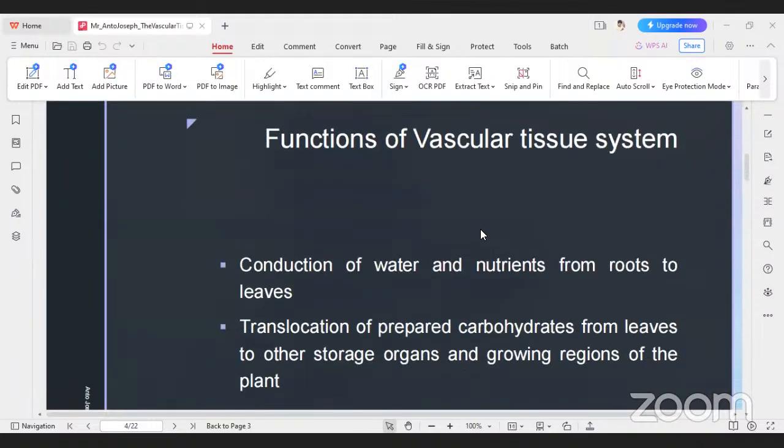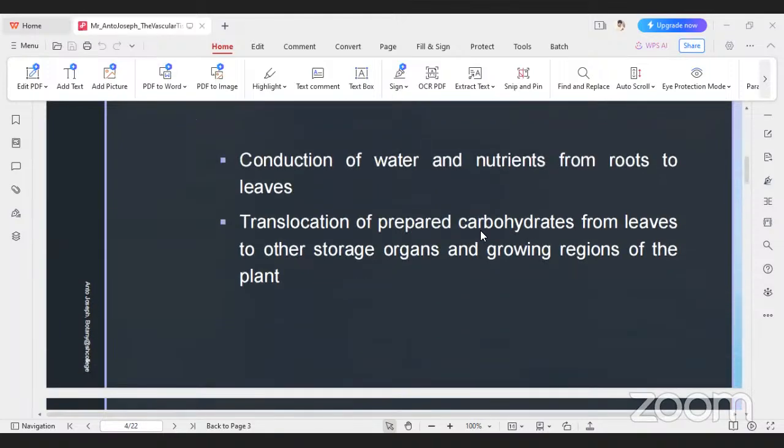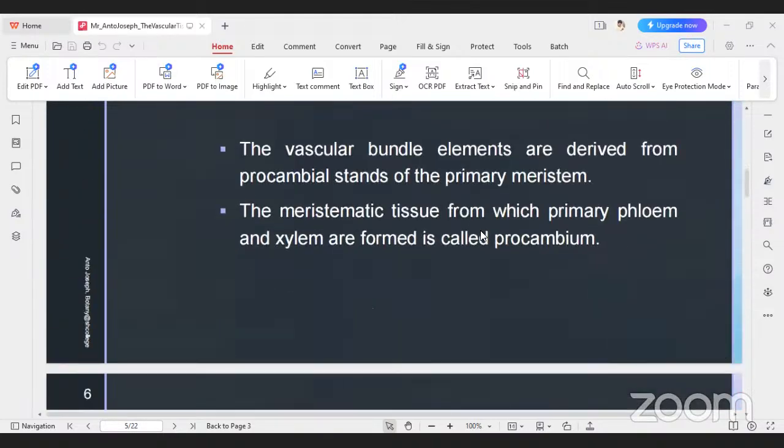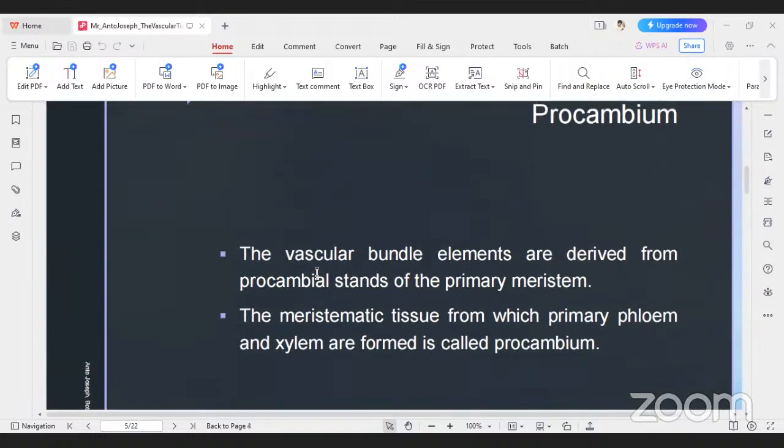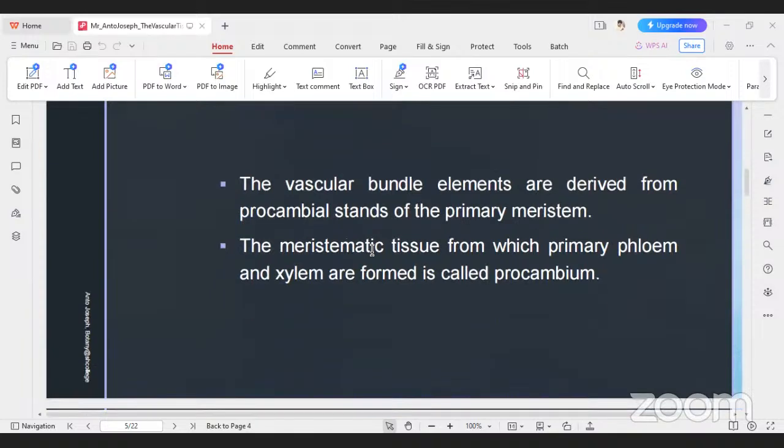The function of the vascular tissue system we already discussed last class: transport of water and minerals. No need to waste your time. Procambium we also discussed. Actually, from the procambium, these vascular bundle elements are derived. Vascular bundle elements means xylem and phloem elements, which are derived from the procambium region.